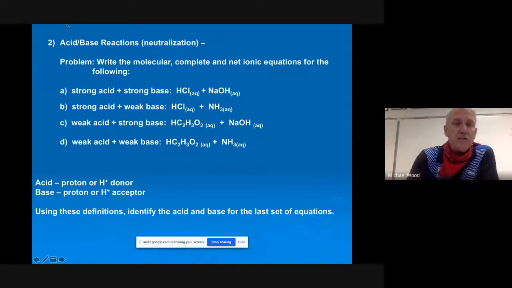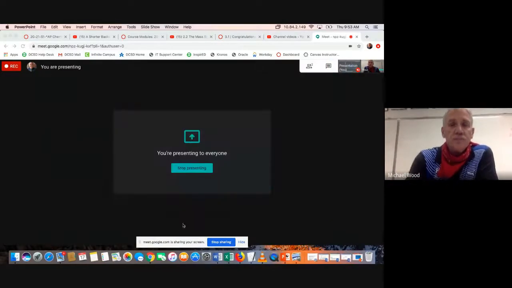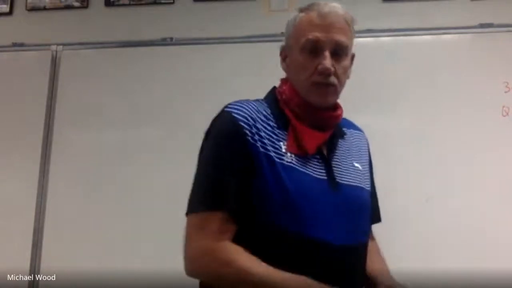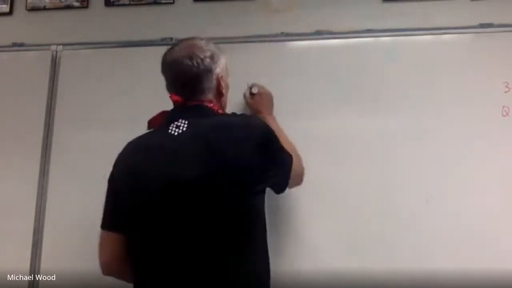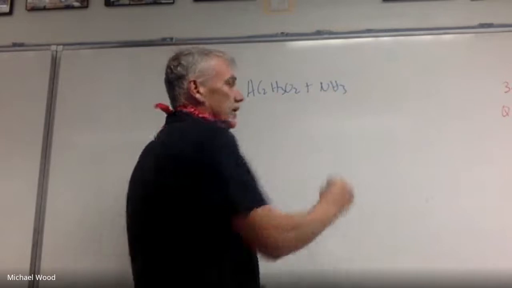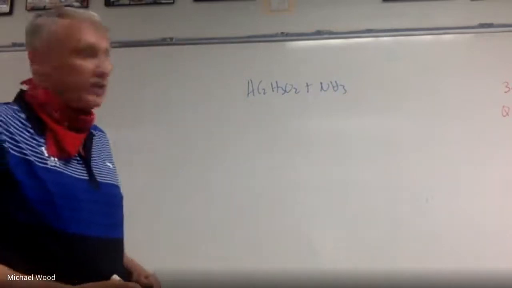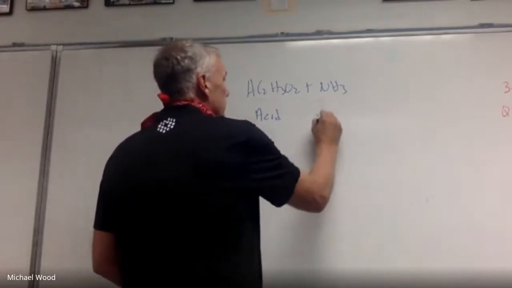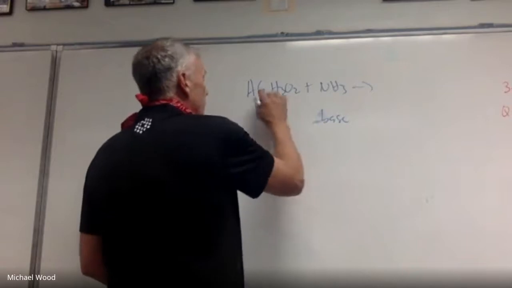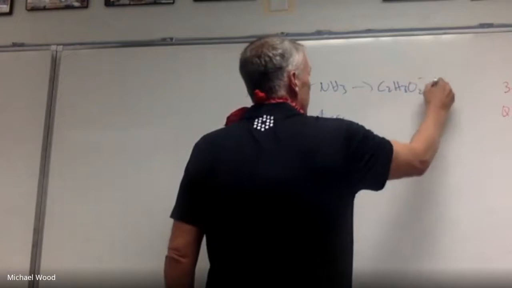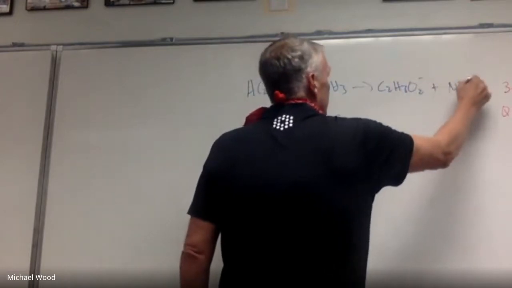Okay, so if I go back to this last equation and the definitions, we took acetic acid plus NH3, and we wrote the equation for this. This was the acid, and this was the base. This gave up an H, and this accepted an H. And so what we got was C2H3O2 negative plus NH4 positive.